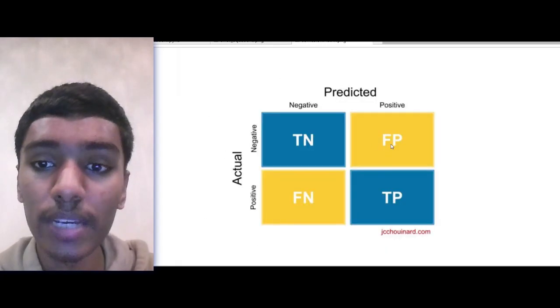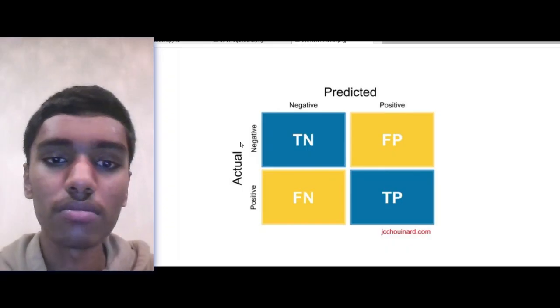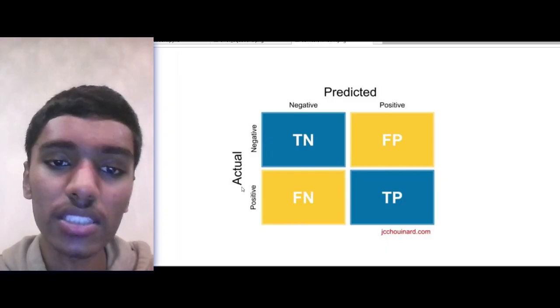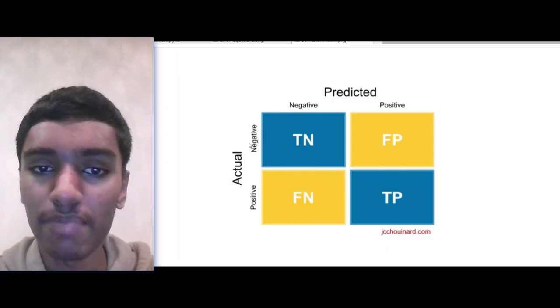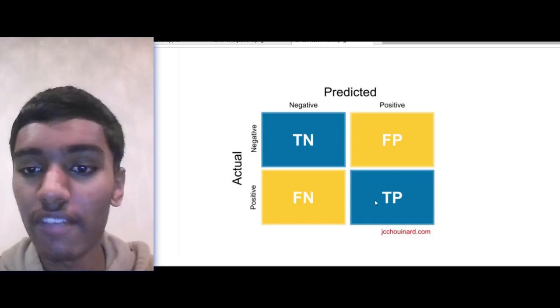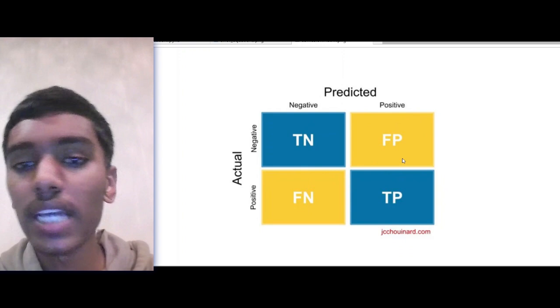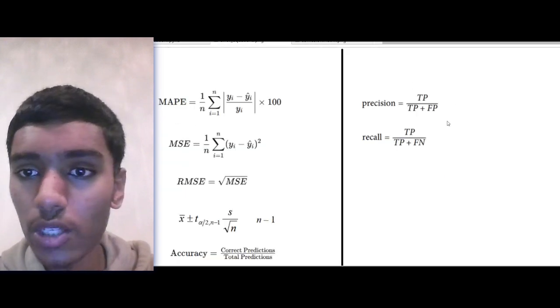One of the benefits of the confusion matrix is that it's very easy to visualize this. If you want to know the number of instances that were actually negative, just add TN and FP. Number of instances that were actually positive, FN and TP. Number of instances that were predicted as being negative, TN plus FN. So you're able to get that very easily. That's how you're able to get your precision.